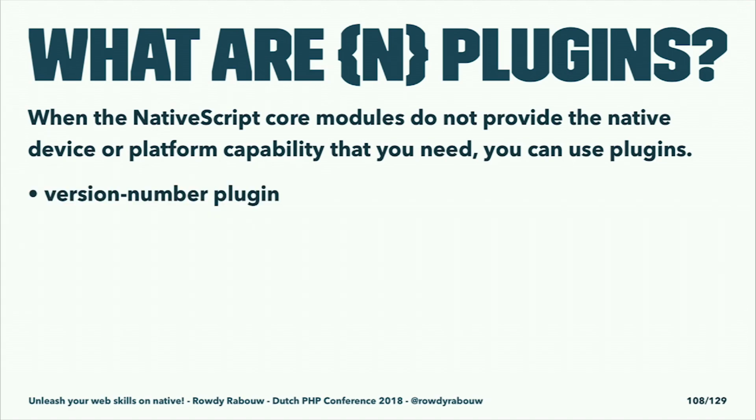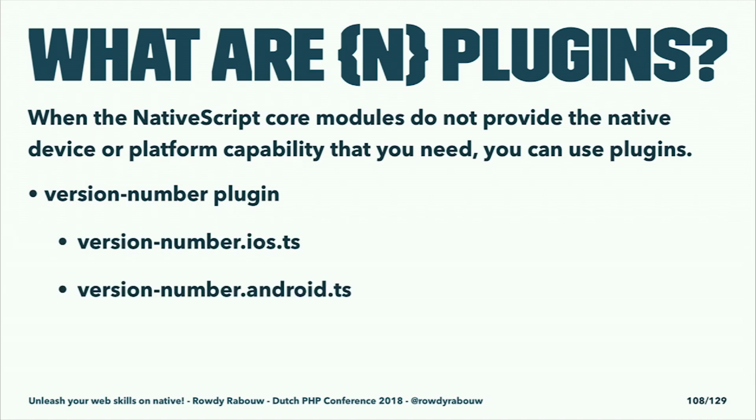I have a very simple example how to create one. There's no way of getting the version number of your app through the core modules. So you can create a plugin for that. And essentially, you need to create a few files. One for iOS, one for Android, and something called a definition file, which is the entry point for both.